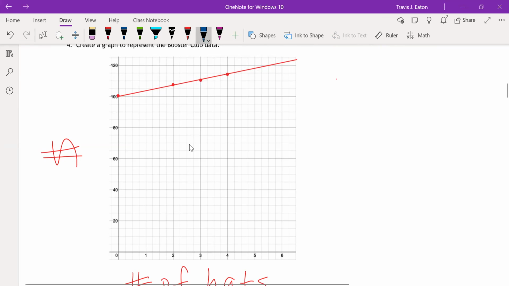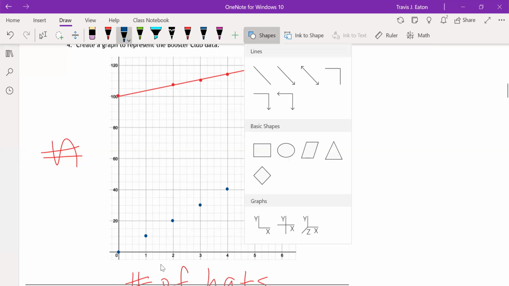Obviously. Now, if we graph the other one, of course, if we've sold no hats, then we've collected no money. But for every hat, we make $10. So that's easy. 1 hat, $10. 2 hats, $20. 3 hats, $30. 4 hats, $40, and so on. Now we can draw a line through those points here.